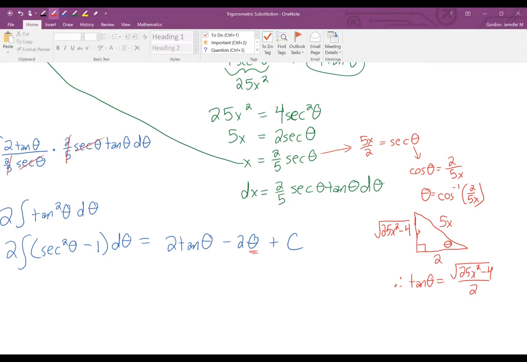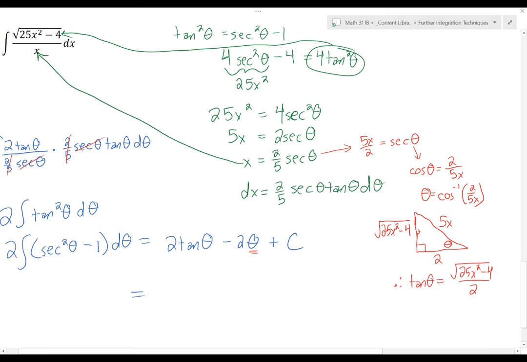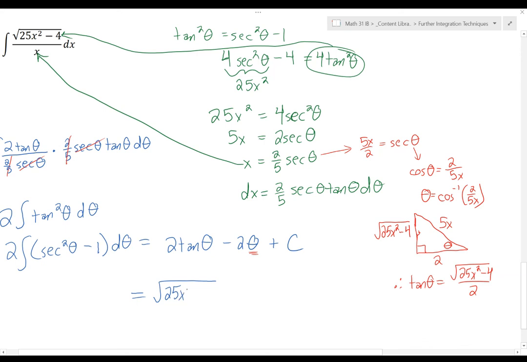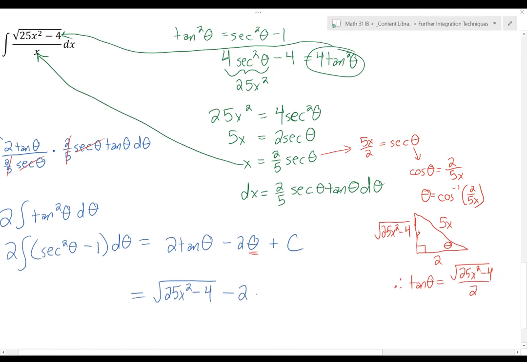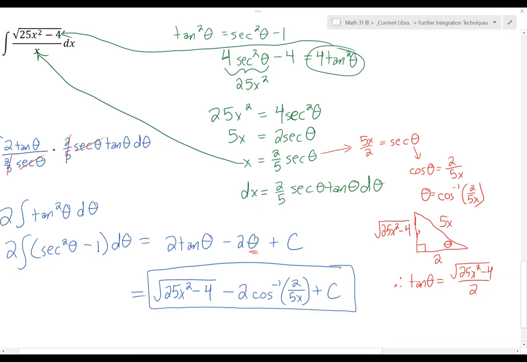All right, so now I can substitute this back in. 2 times the tangent of theta, well, the 2 is going to cancel with the 2 in the denominator. So 2 times the tangent of theta is the square root of 25x squared minus 4. And then minus 2 times the arccos of 2 over 5x. And then plus c. So there is the antiderivative that we are looking for.